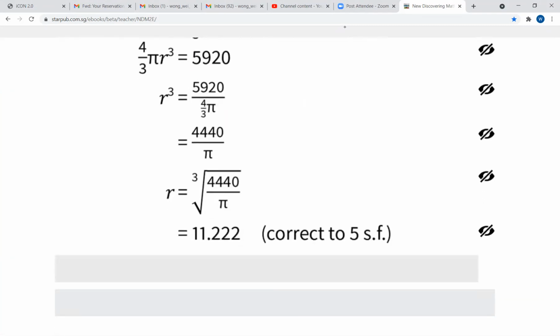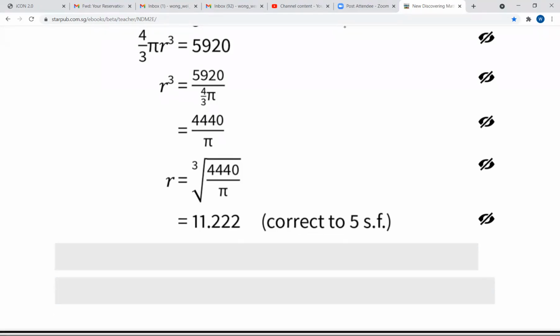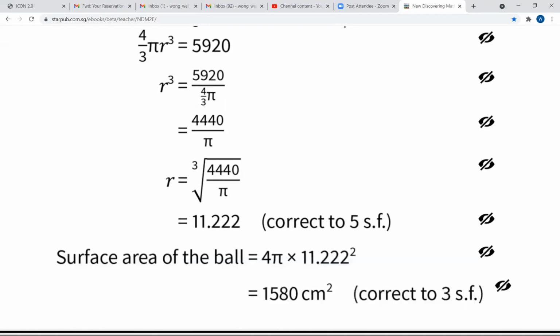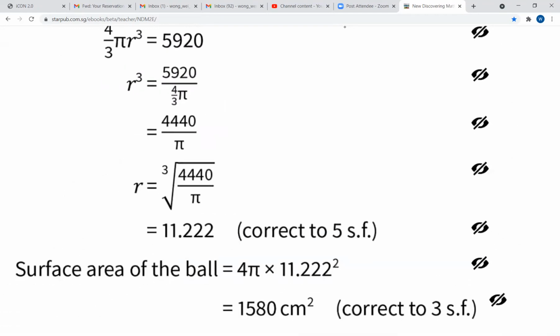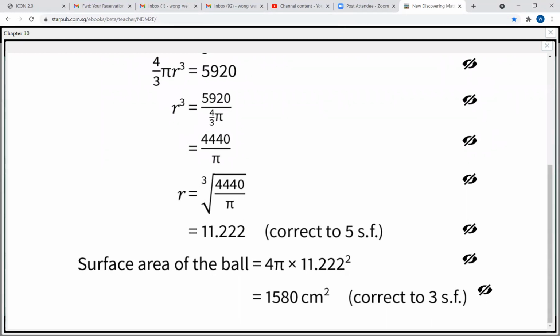Okay, so here we've got a value of r correct to 5 SF. So notice that they do not leave it in 3 SF. It's 5 SF, because we are going to be using this value again for finding the total surface area. In fact, I wouldn't even write 11.222. I will leave my radius as cube root of 4440 over pi. That will be a better value to use. Then from there, simply substitute the value of the radius into 4 pi r squared. So 4 pi r squared, you get 1580 square centimeters to 3 SF.